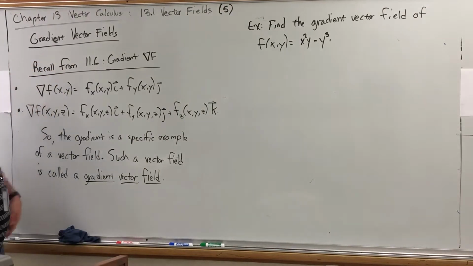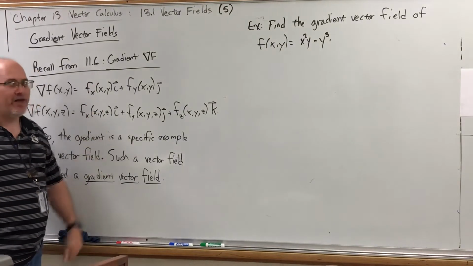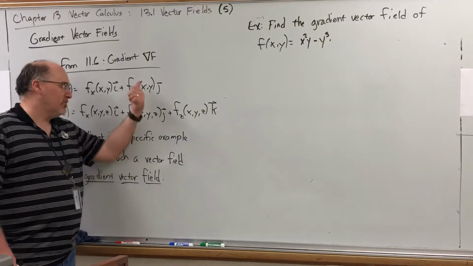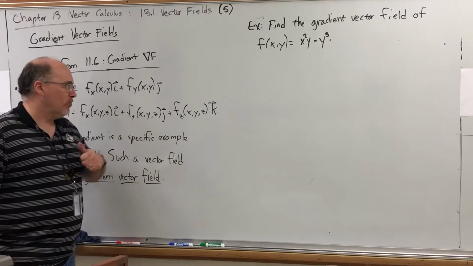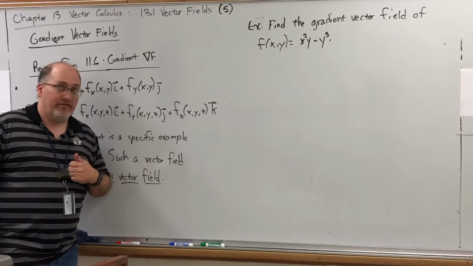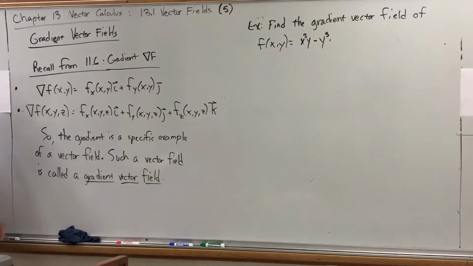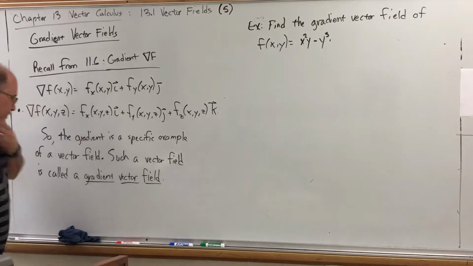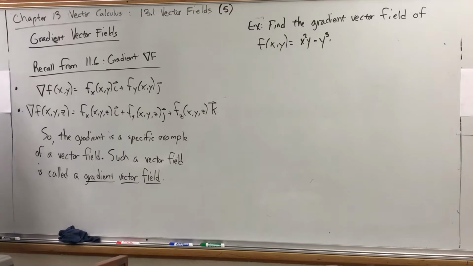So in general, take a function, partial with respect to x is the component of the i, partial with respect to y is the component of the j, and the partial with respect to z is the component of the k if it's in three dimensions. So really, when you saw the gradient previously, it was just a specific example of a vector field, a function that takes a point in a plane or a point in space and turns it into a vector. Such a vector field is, of course, called a gradient vector field.